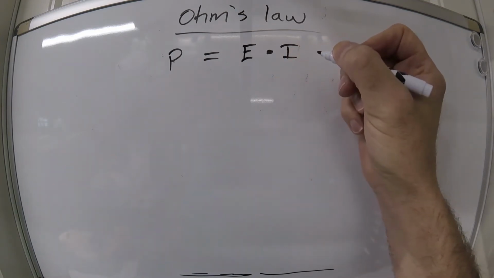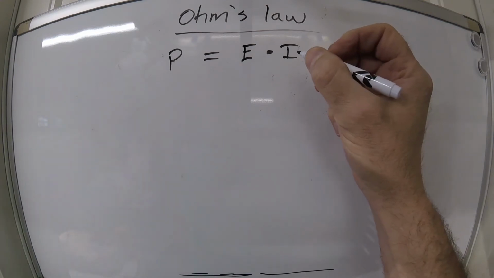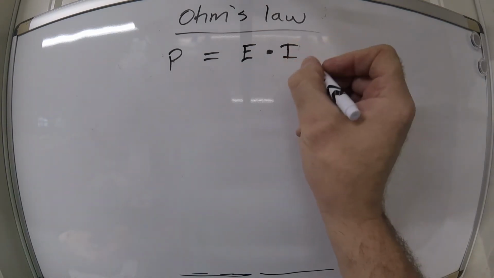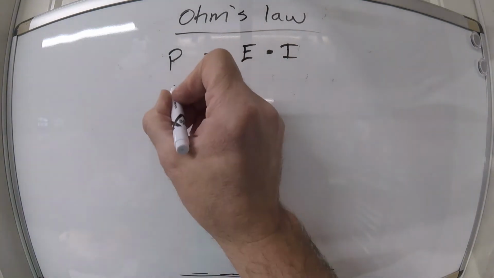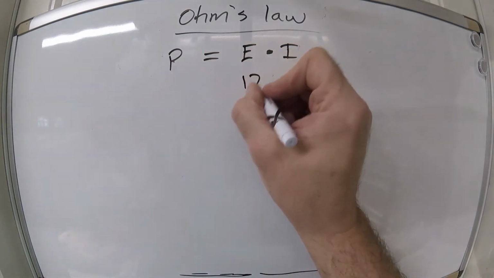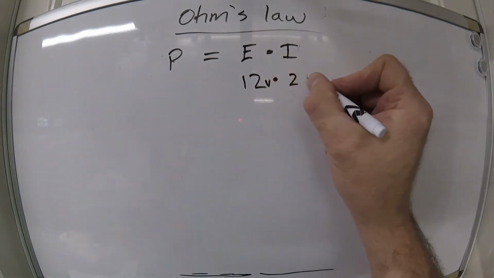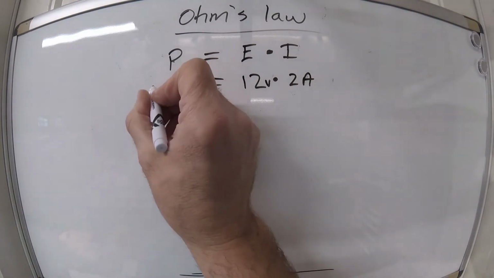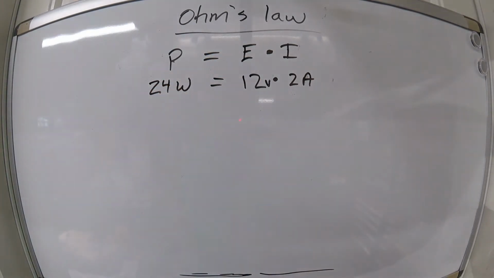Oh, I don't think I told you that I is also an abbreviation for current. Okay, so there it is. That stands for current, the I there. So let's see, if we have 12 volts and we have 2 amps, then our power is equal to 24 watts. That's all there is to it.